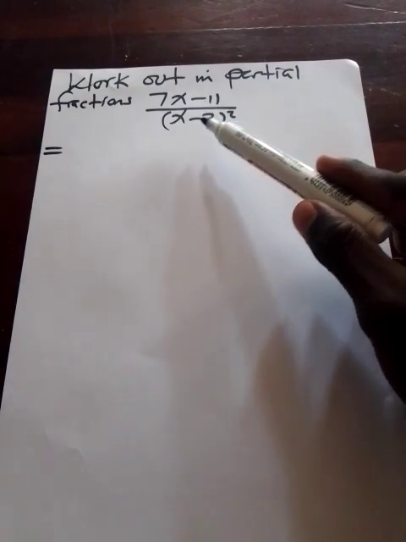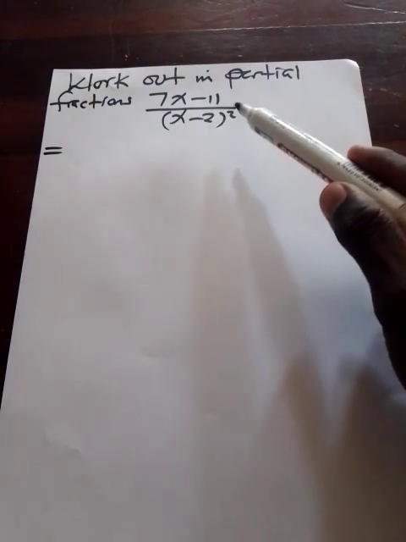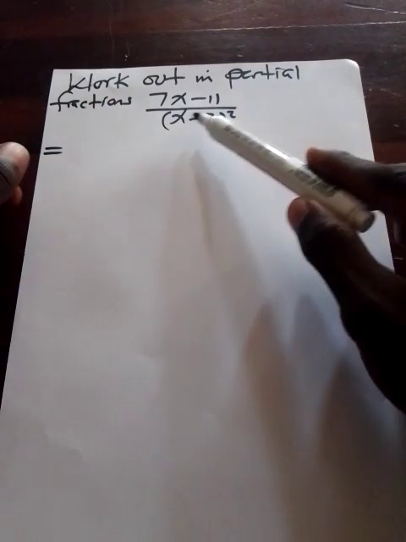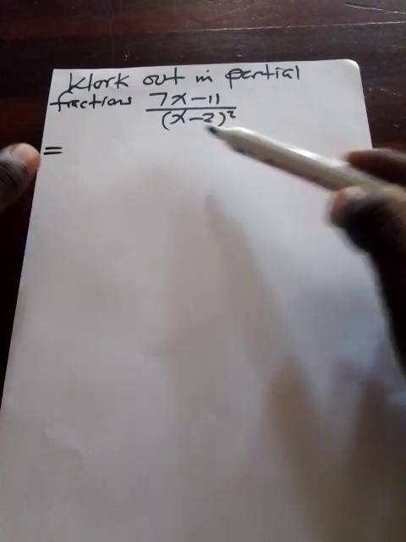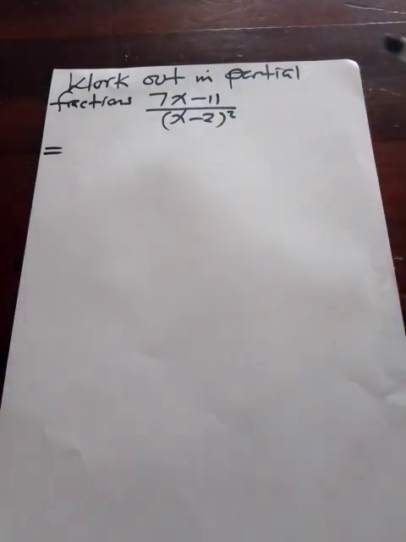If you were to look at this denominator, this is x minus 2, then in brackets squared. So meaning that this linear factor that you are seeing here in brackets, x minus 2, is being repeated twice. This is why we call it a repeated linear factor. Now, how do we resolve such in partial fractions?